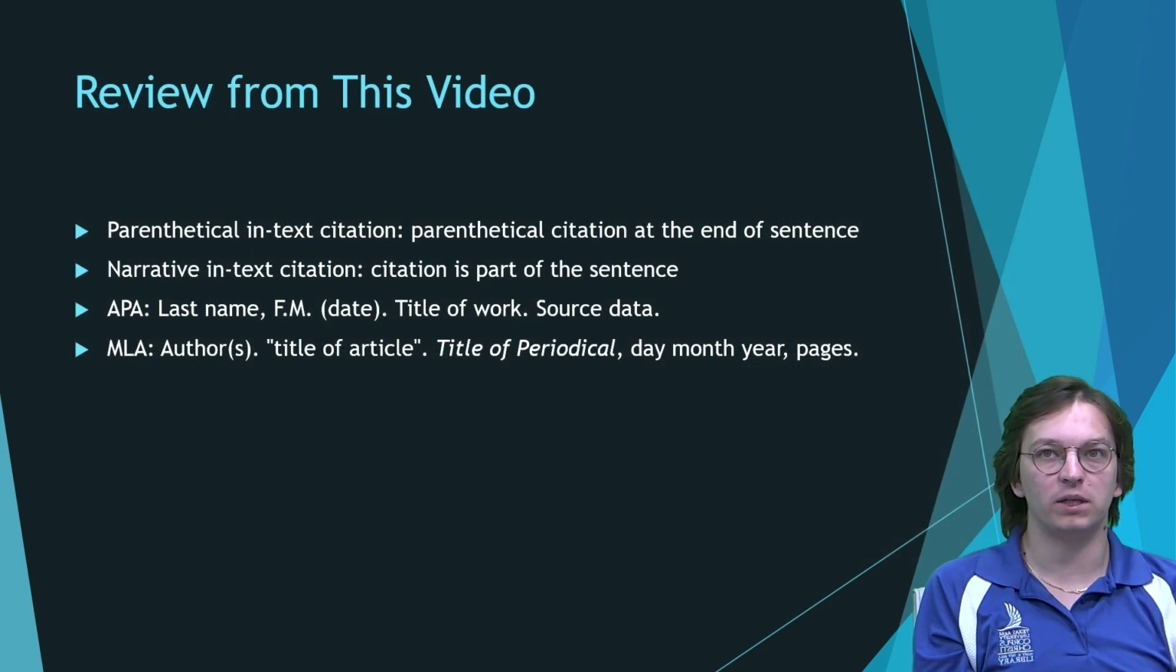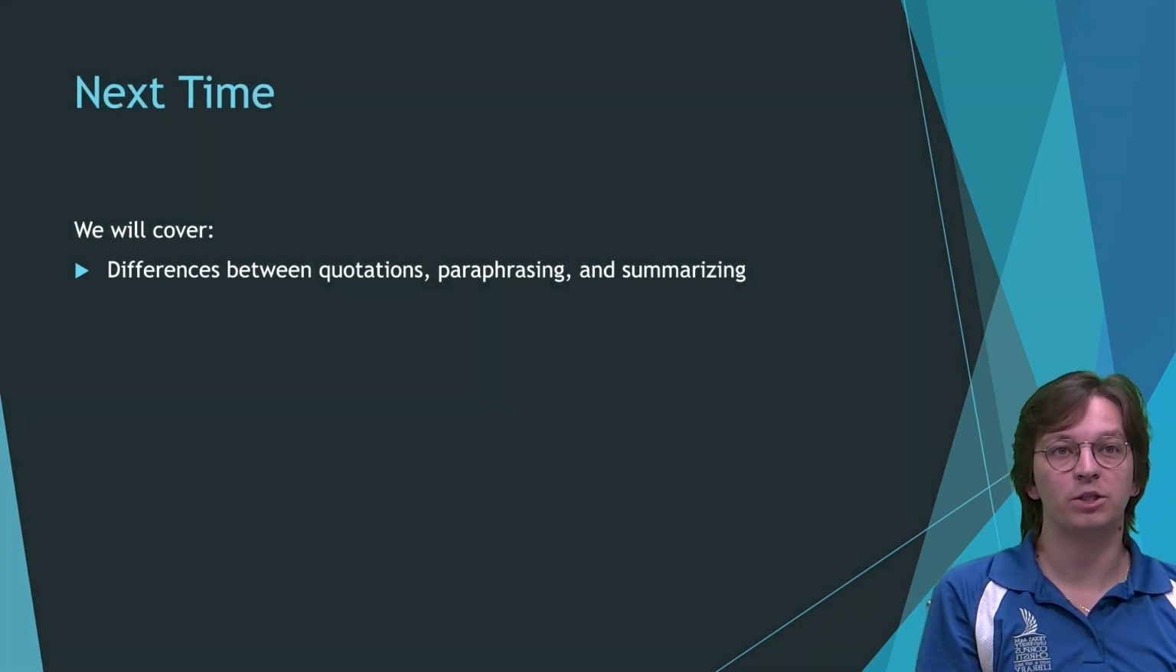To recap what we covered today, a parenthetical in-text citation is when the citation is at the end of the sentence in parentheses. Narrative in-text citation is when the citation is part of the sentence itself. And then we learned how to properly cite in APA and MLA bibliographical citation styles. Next time we will differentiate between quotations, paraphrasing, and summarizing.